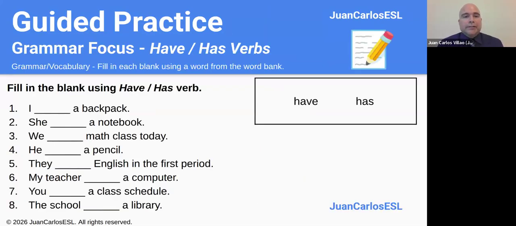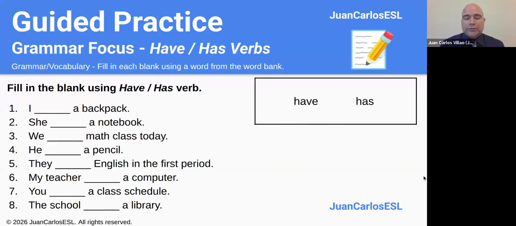Now here's our guided practice of grammar focus using have and has in form of a sentence. So grammar vocabulary, fill in each blank using a word from the word bank. In this guided practice exercise, there are only two words in the word bank, have and has. The one we just went over in our guided practice. Use these words to fill in the missing space.